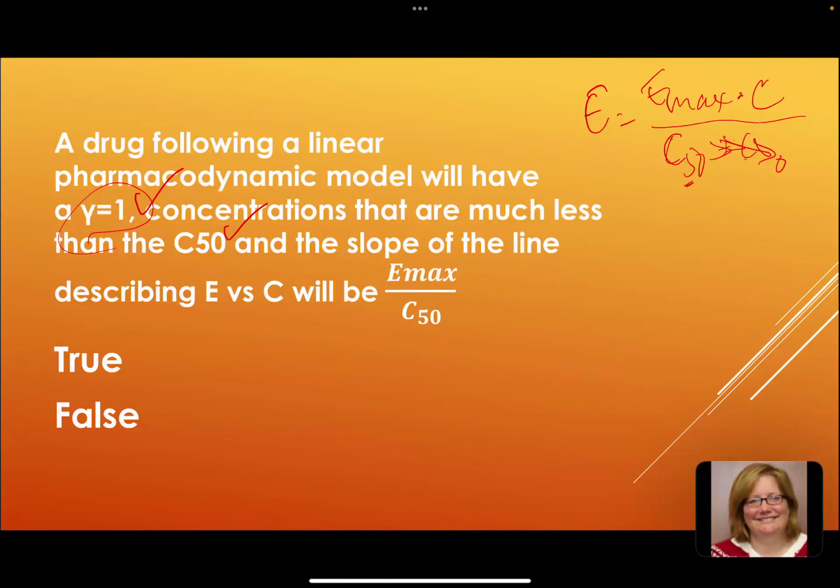And the slope of the line describing E versus C is Emax over C50. This is all true, isn't it? All three of those conditions, true. You good? Everybody's good. Good.